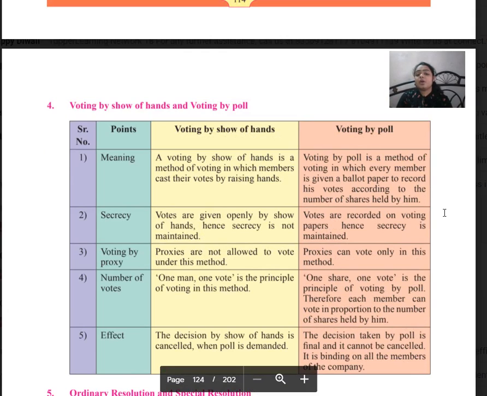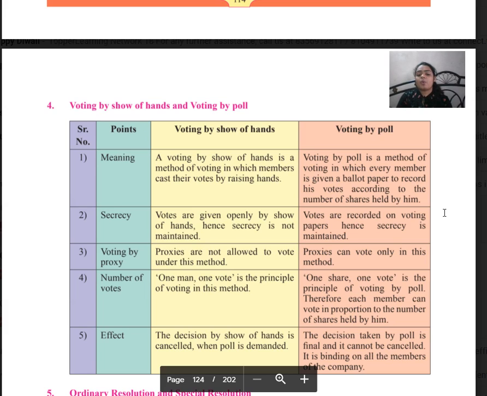Firstly, voting by show of hands is a method of voting in which members cast their votes by raising hands. Voting by poll is a method of voting in which every member is given a ballot paper to record his votes according to the number of shares held by him. Secrecy: votes are given openly by show of hands, hence secrecy is not maintained. In voting by poll, votes are recorded on papers, hence secrecy is maintained. Voting by proxy: proxies are not allowed to vote under show of hands. Proxies can vote only in poll.